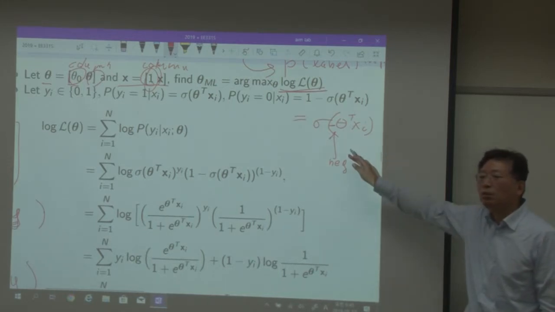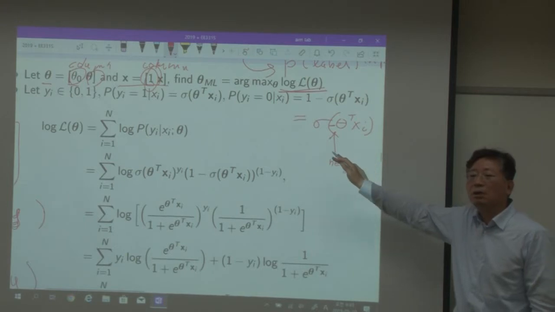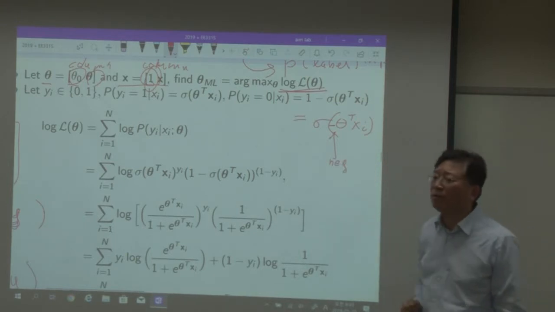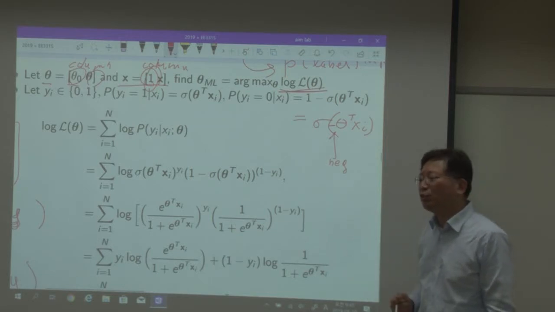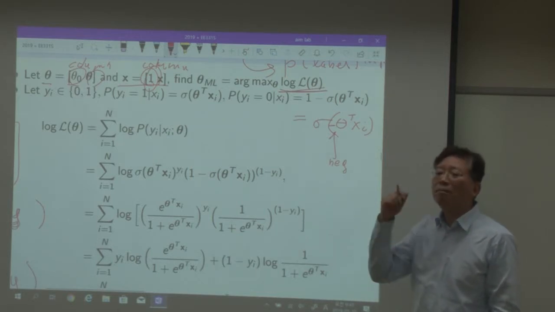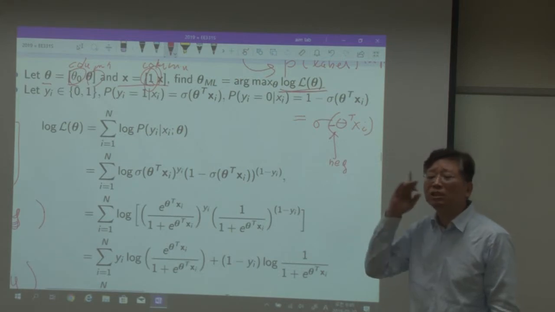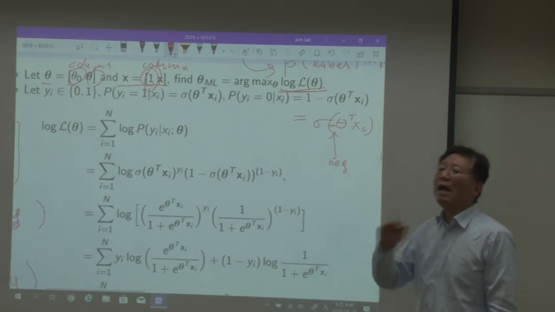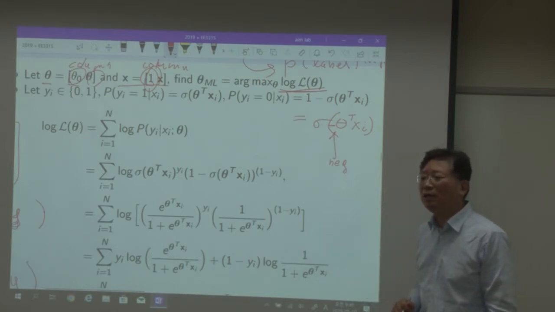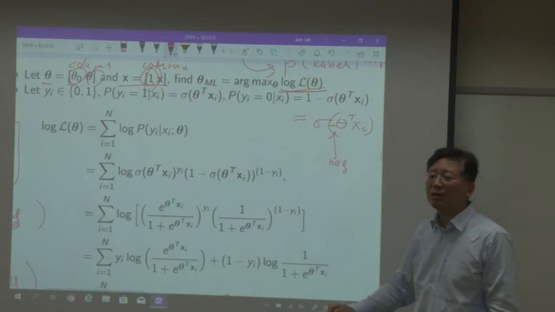Why am I doing this again one more time? To find the parameter of the classifier. And what does logistic regression give you? The model. I'm going to be using sigmoid as one of the class. That's logistic regression. And what is the decision boundary? It's a line.